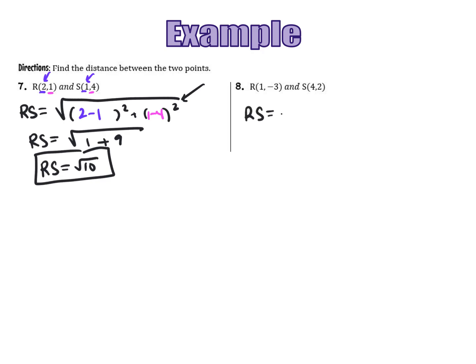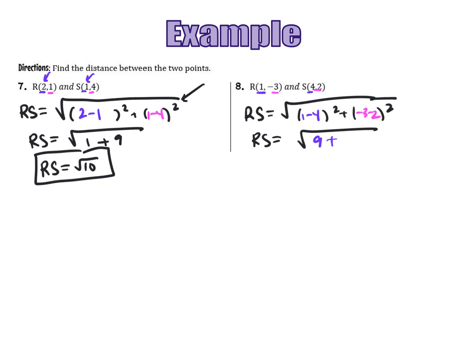All right, hopefully you had time to work through this. I'm going to start with my setup. My x1 and my x2, I'm going to have 1 minus 4. My y1 and my y2, I'm going to have negative 3 minus 2. So RS is going to equal the square root of negative 3 squared, which is 9, plus negative 5 squared, which is 25. This is going to give me the square root of 34. 34 is 2 times 17, and 17 is prime, so that's not going to simplify at all.